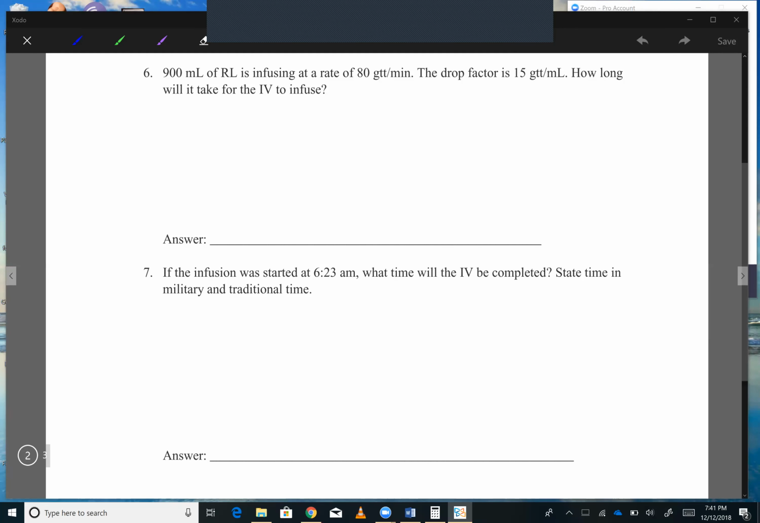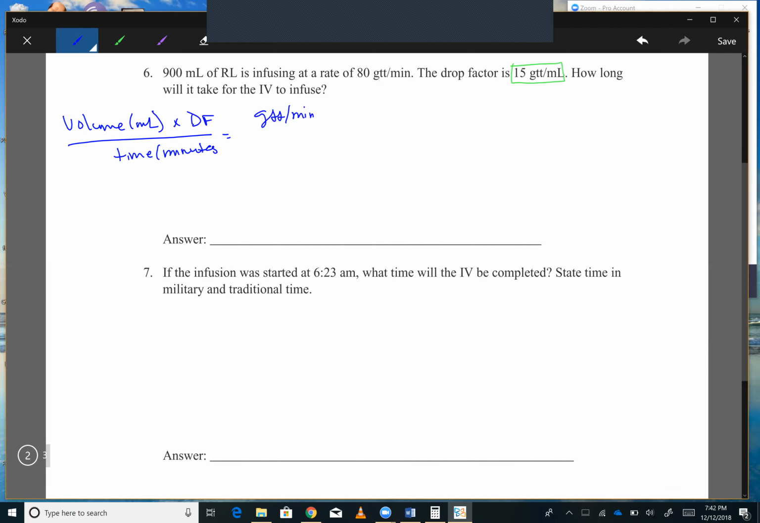This is an infusion time question, but in the question, you are actually given a drop factor. When you see the drop factor, remember that you have to use this formula: volume in milliliters times your drop factor over time in minutes is equal to your drops per minute, GTT per minute.